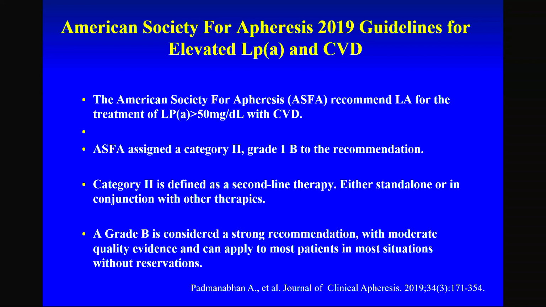And this year, the American Society for Apheresis had their 2019 guidelines, and in their 2019 guidelines, they recommended the treatment for Lp(a) greater than 50 milligrams per deciliter with CVD. They assigned a category 2 with a grade 1B to the recommendation. A category 2 is defined as second-line therapy, either standalone care or in conjunction with other therapies. And a grade B is considered a strong recommendation with moderate quality evidence and can apply to most patients in most situations without reservations. That's a strong statement by this organization, which I'm very proud that they did that.